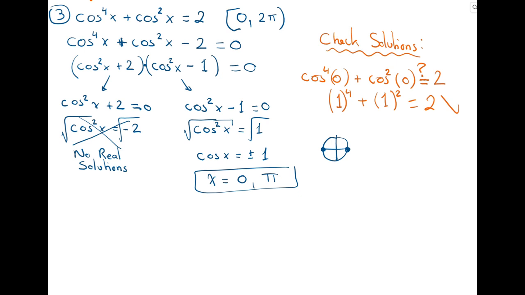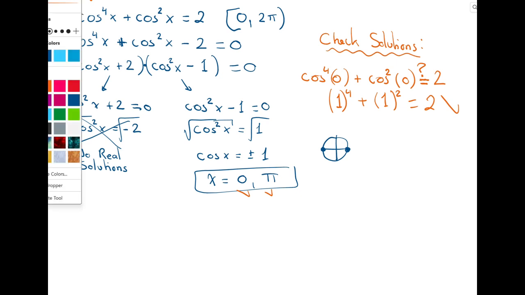And then you will do the same with pi, right? Cosine of pi will be negative 1, but then the negative in an even power will give you a positive 1. And then cosine squared of pi, the cosine of pi is negative 1, but negative 1 squared will be 1 as well. Therefore, that will work as well. And so both of those work. All right, moving on to the next example.